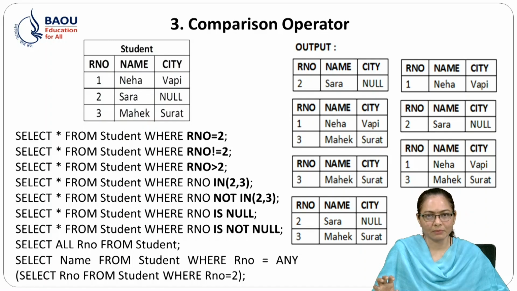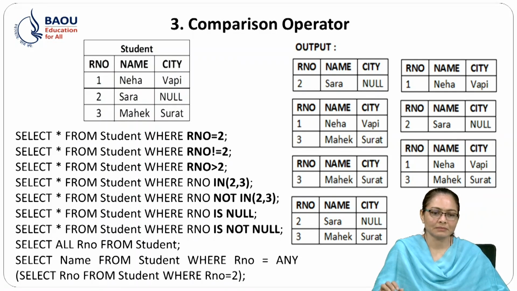Now select star from student where roll number is not null. So the null record is not displayed. Without the null record, only the first and third records are displayed. The last query is select all roll number from student. This query displays all the data of the roll number column. See, first in the table are records 1, 2 and 3. All records are displayed.